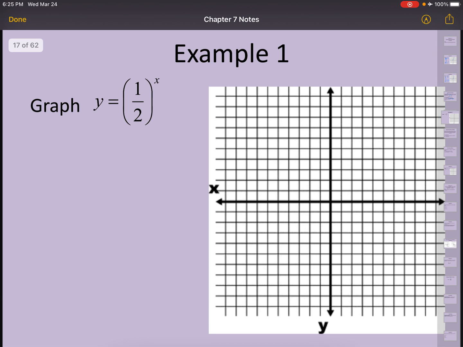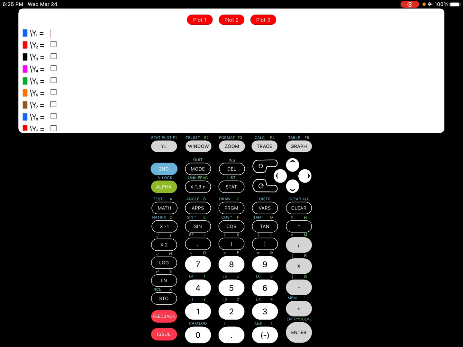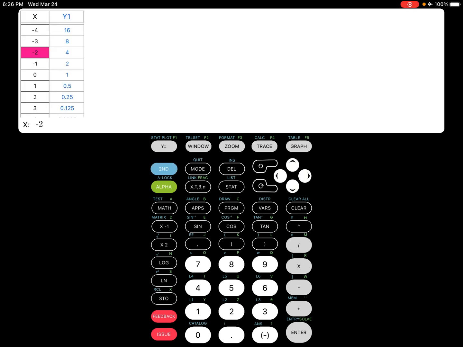So in example 1, we're first going to graph this exponential equation, and again we're going to do this by making a table. So if we go to the graphing calculator and go to y equals and put in our equation, 1/2 raised to the x power, and second table it, well, here's our table of values.